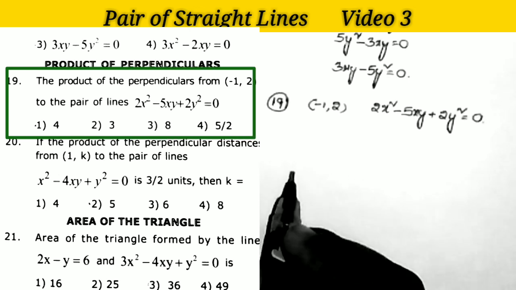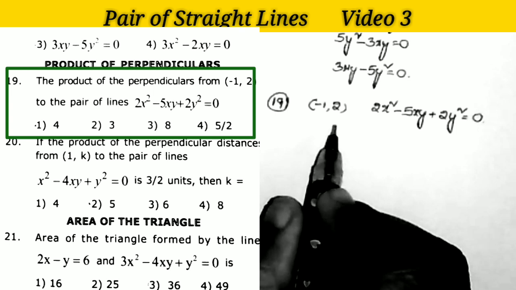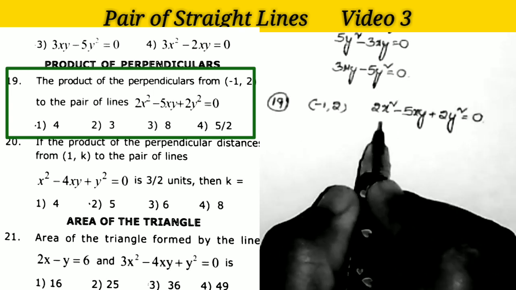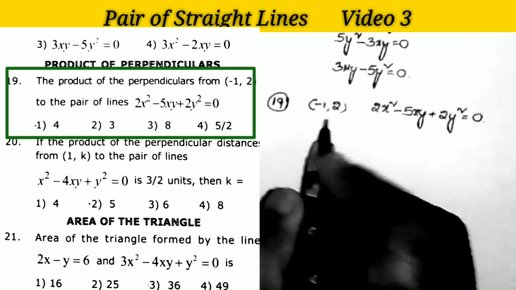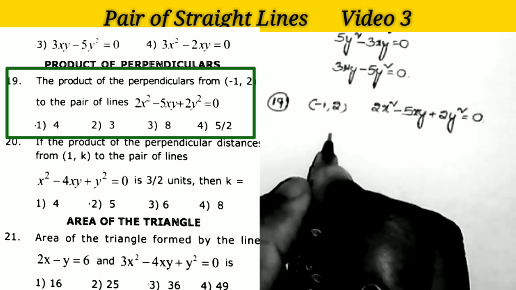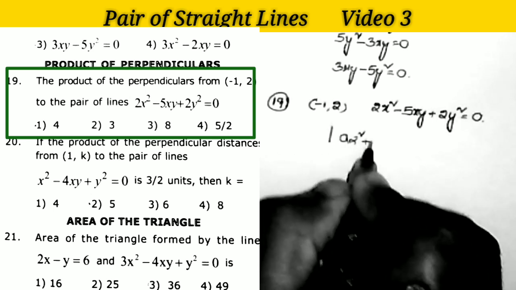Next problem, sum number 19. The product of the perpendicular distances from the point (-1, 2) to the pair of straight lines 2x² - 5xy + 2y² = 0. The product of the perpendicular distances. Here also we have one formula to find the product of the perpendicular distances.